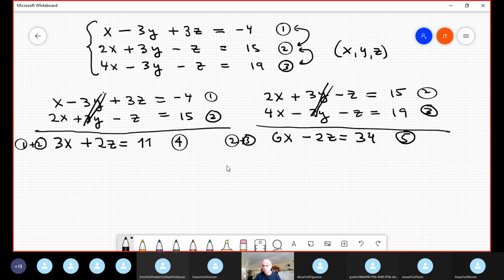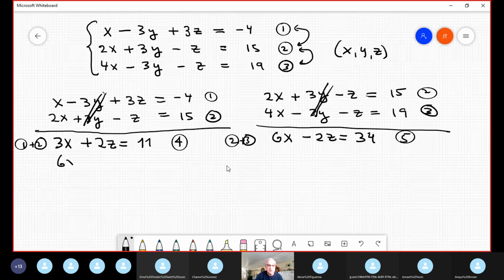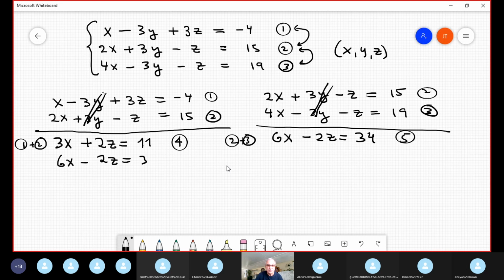It's too long, guys. Sorry. Wait a second. Oh, no, it's okay. Now, you pair 4 and 5 and get the new system. I copy here: 6x minus 2z equal 34. And this is equation 5.